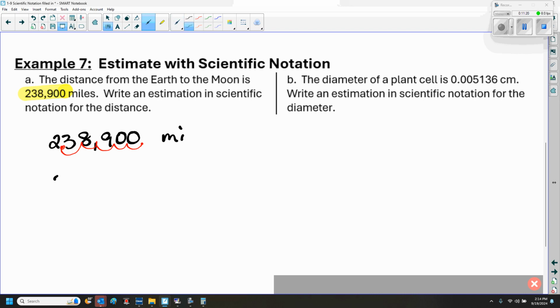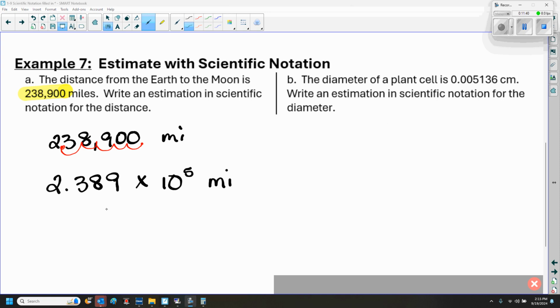So this is going to give me 2.389 times 10 to the 1, 2, 3, 4, 5, to the fifth power. So this is our scientific notation in miles.